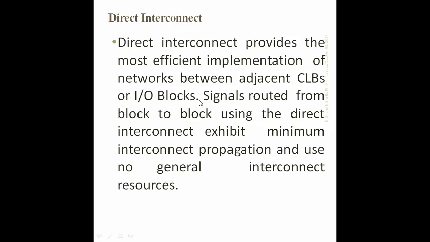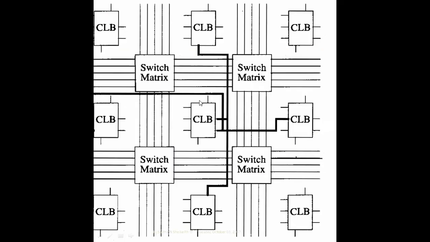The signal routing from each block to block using the direct interconnect exhibits minimum interconnection propagation and uses no general interconnection resources. It is generally dedicated. The general purpose lines are available, but these are dedicated, directly communicating from one CLB to another CLB. An extra connection path line has been established in the direct connection.